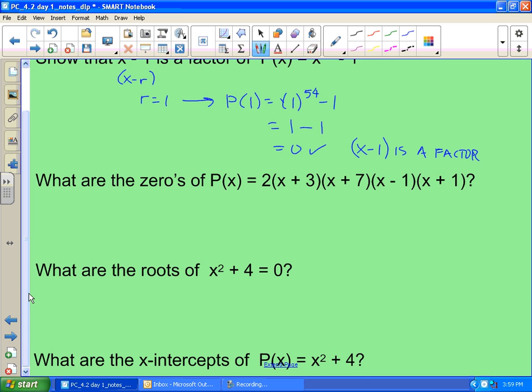On the next one, what are the zeros of this polynomial? Again, making this equal to 0, and then doing the zero product property. I get my zeros are equal to negative 3, negative 7, positive, and negative 1.